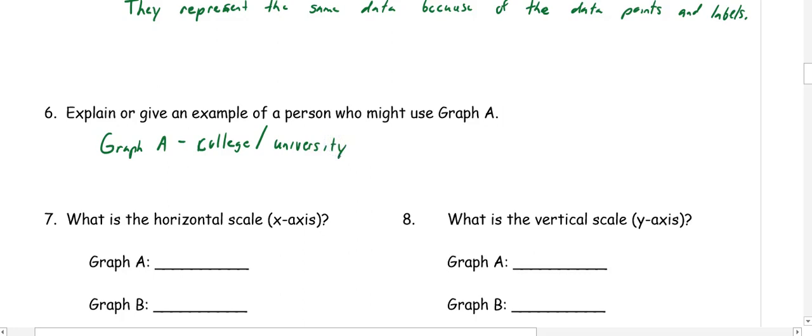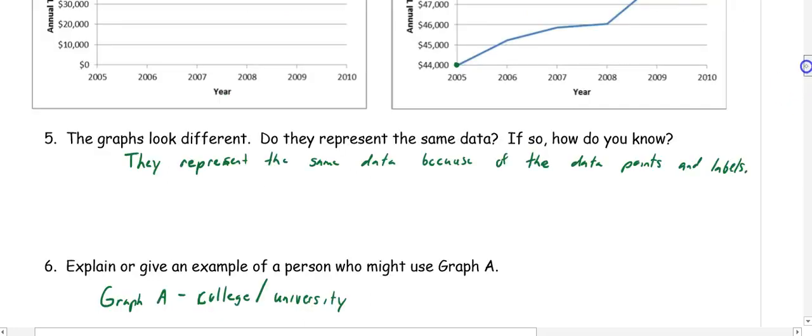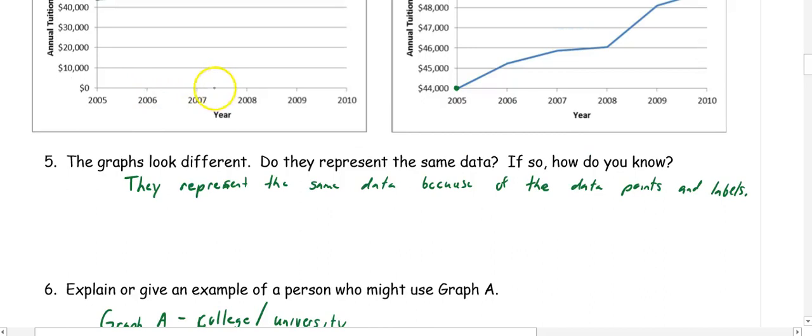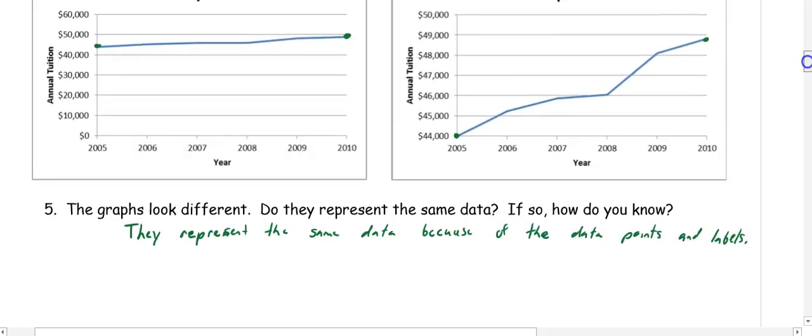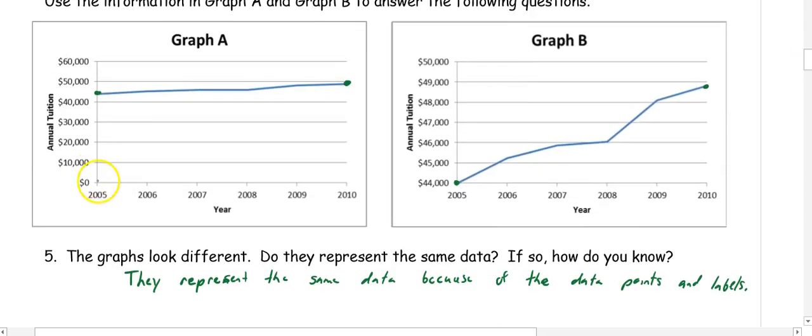So let's look at the scales. What are the horizontal scales? The horizontal is the x-axis. So notice that each year is going up by 1 because we have 2005, 2006, 2007 on graph A. Same thing on graph B. So our horizontal is going up by 1. Now the y-axis is different for both. So here, from 0 to 10,000, it's climbing by 10,000s. And in graph B, we went from 44,000 to 45,000, so it only went up by 1,000.